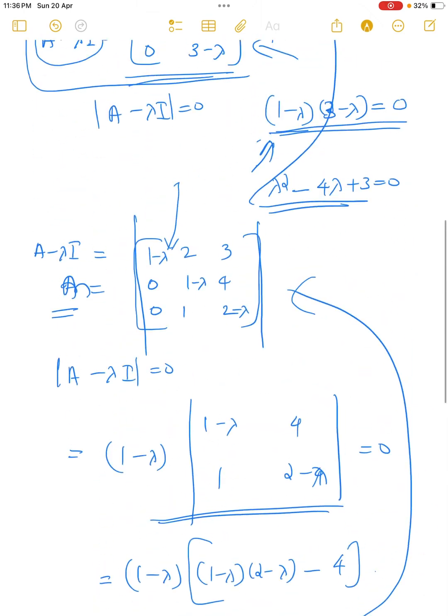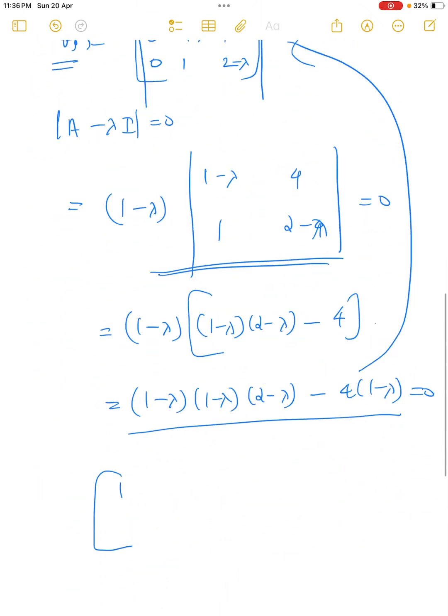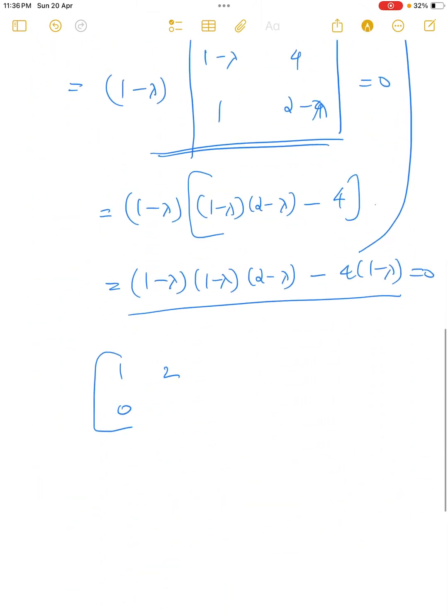The first one was a 2 by 2 matrix, 1 2 0 3. We got this characteristic equation by using the usual method, using the definition. We got the characteristic equation, that is lambda square minus 4 lambda plus 3 equal to 0. There is a shortcut method to find the characteristic equation of a square matrix.